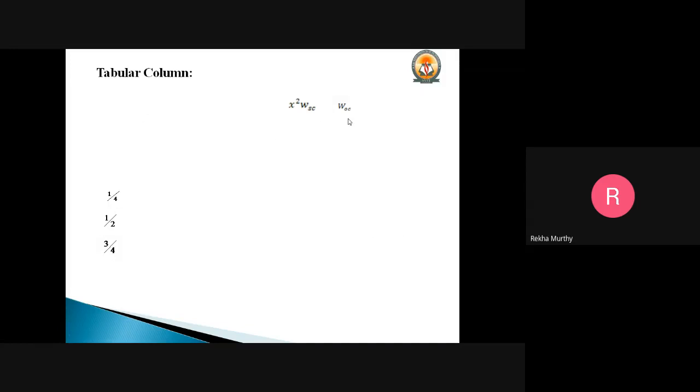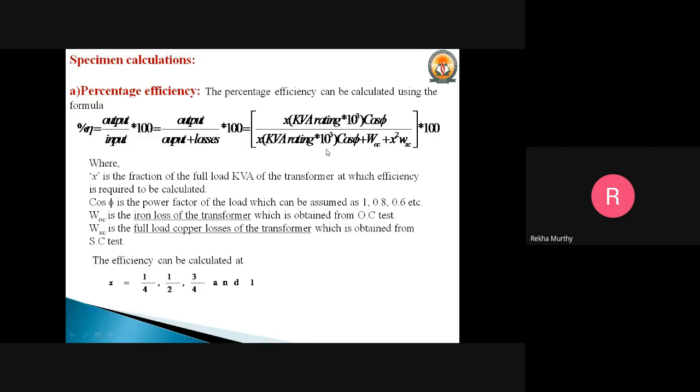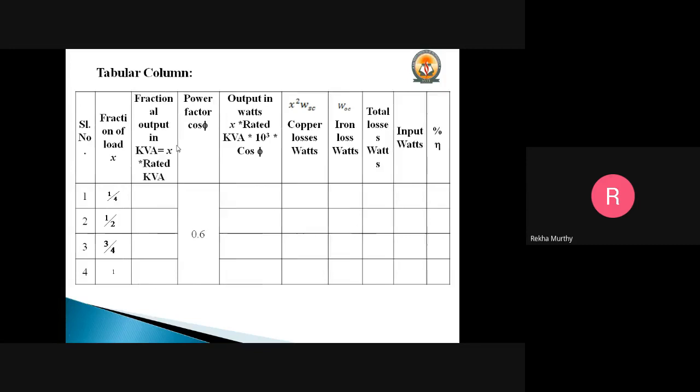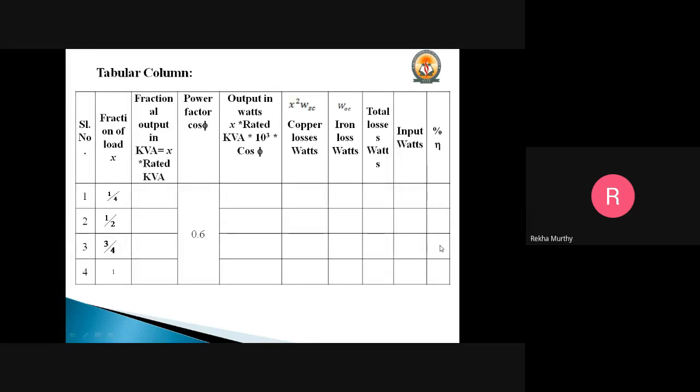As you all know, the efficiency is output by the input. Input can be written as output plus losses. So here you can observe, this input will be nothing but the output which is obtained plus the losses of these two. After that you can calculate the efficiency for the different trials. Like that we need to solve for the different ratings.